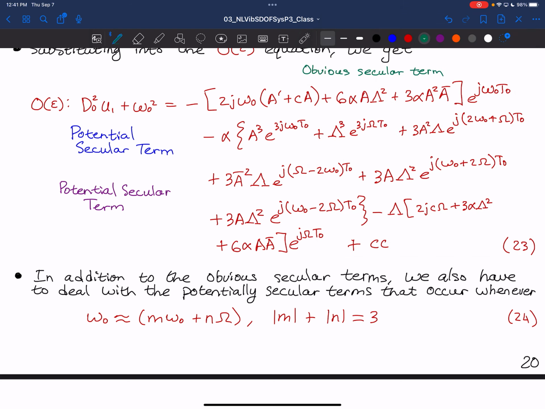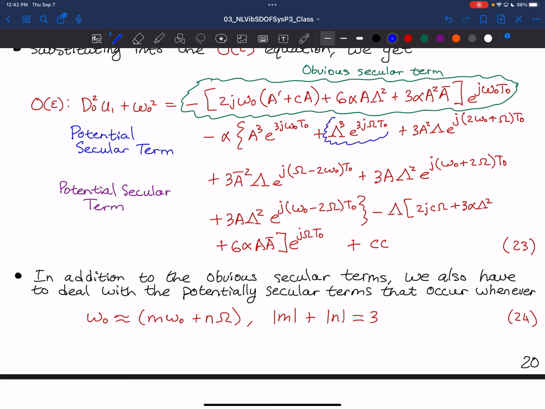Okay, so this first term in the square brackets here is what we could call our obvious secular term. It's of the form of a secular term that we've seen previously. We also have two potentially secular terms. The first potential one is what I'm circling in blue right now, and the second potentially secular term is the one I'm circling in purple.